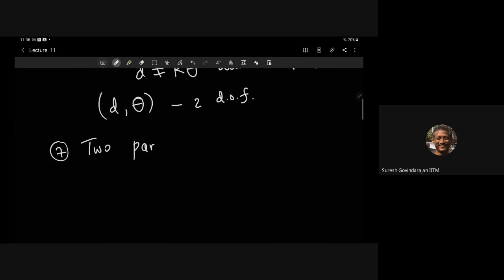Two particles moving in space. How many degrees of freedom? 6. 5. Somebody said 6 and somebody said 5. So we'll start with 5. Who said 5? Give me the choice of coordinates. If there's a constraint, then it is 5 degrees of motion.